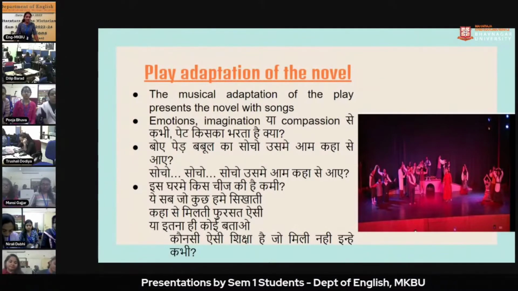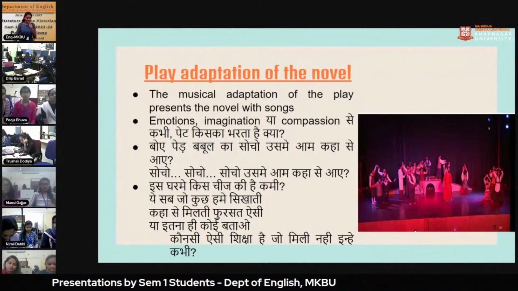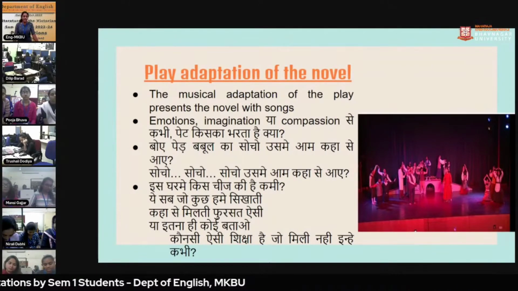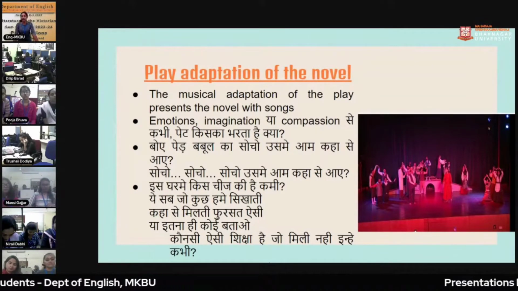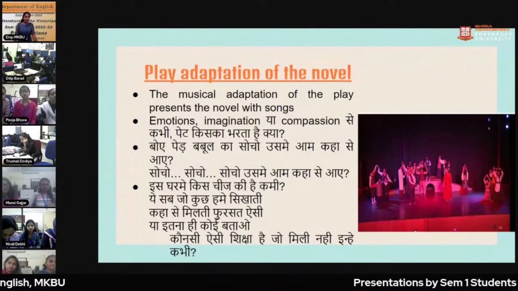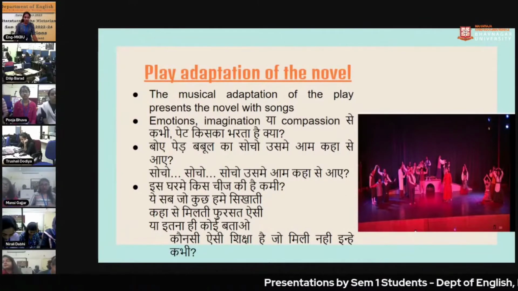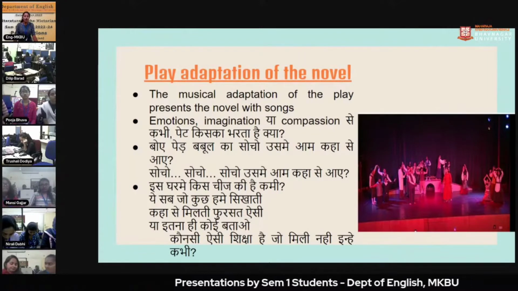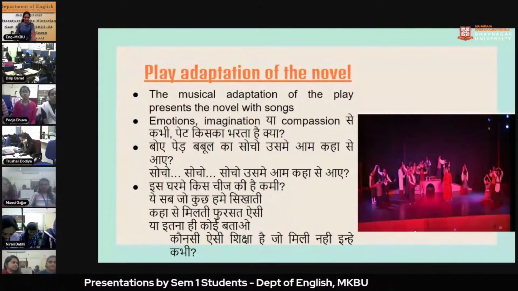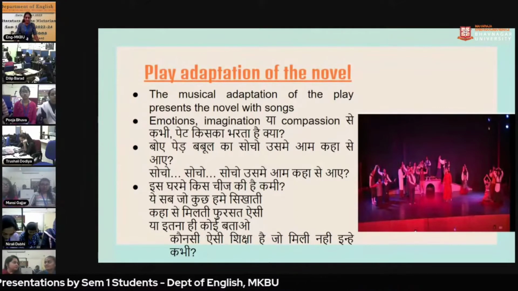That means only facts can give you employment and wages; emotions and imagination can't give you anything. Mr. Gradgrind in the initial stage says this, and the same line is presented in the play.